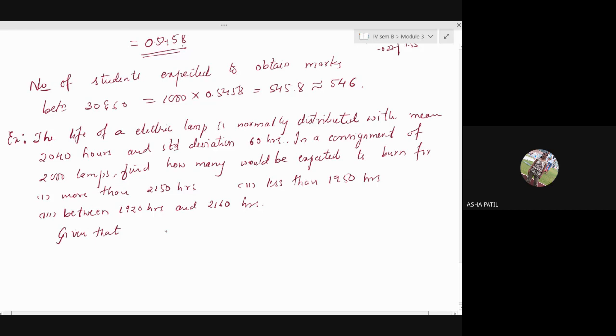Given that A of 1.5 is 0.4332, A of 1.83 is 0.4664 and A of 2 is 0.4772. So the table values are mentioned in the question itself.